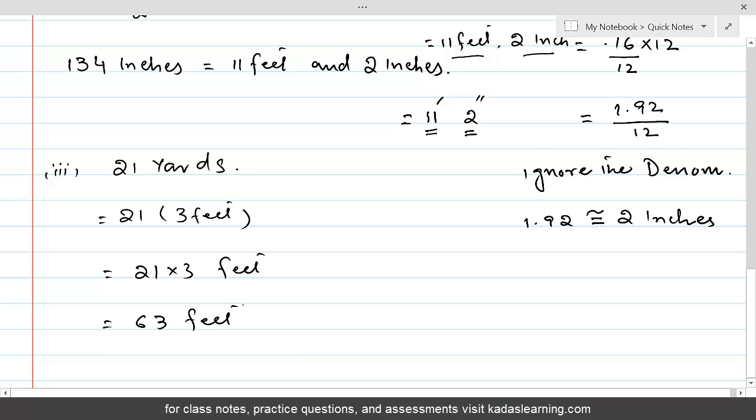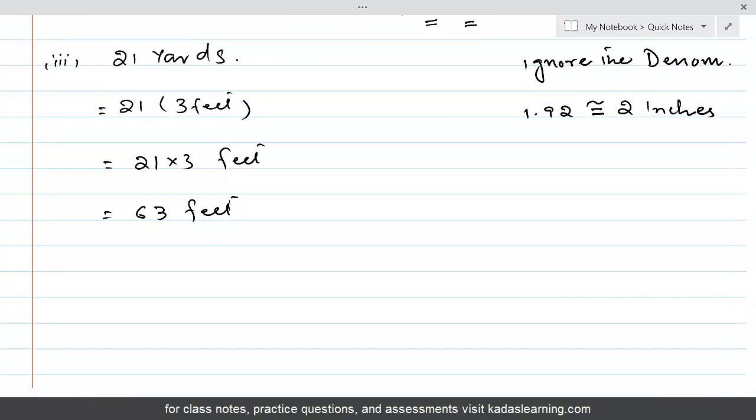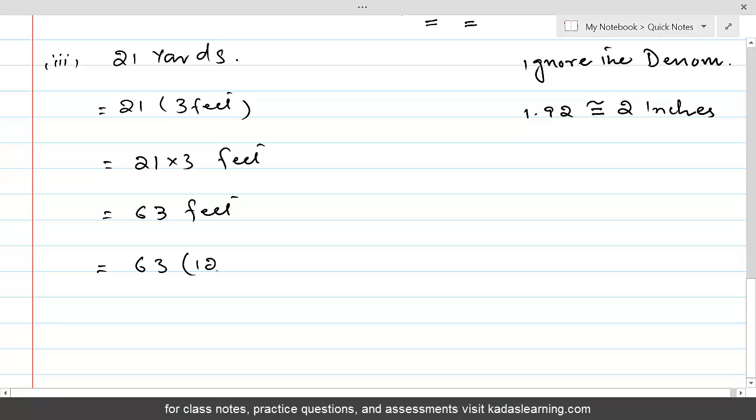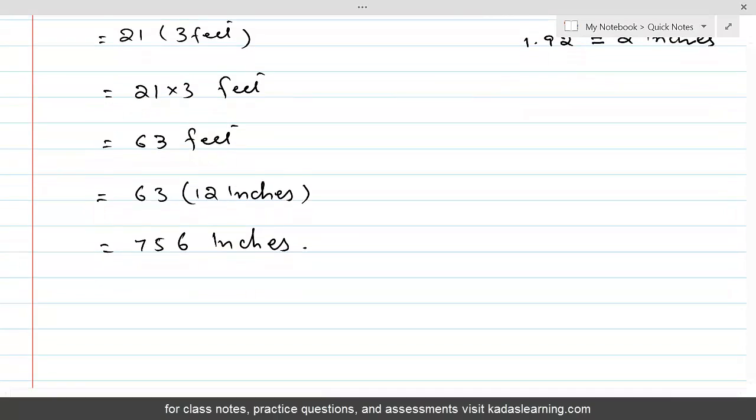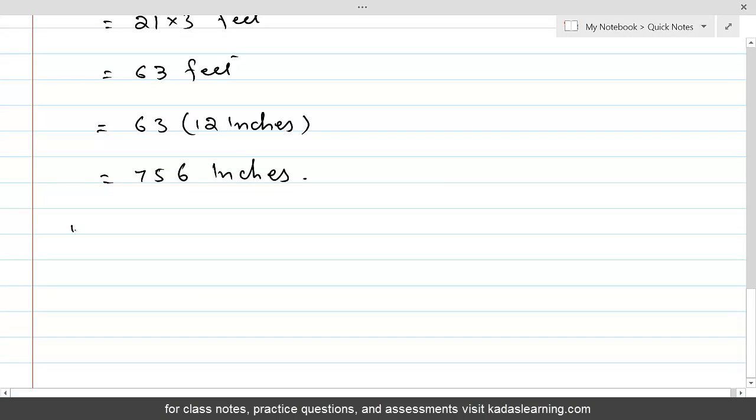feet, and let's convert feet into inches now. So this time this will be 63 and this will be 12 inches, and the answer would be 756 inches. And now the last part is that we want to convert 1.8 miles into yards.